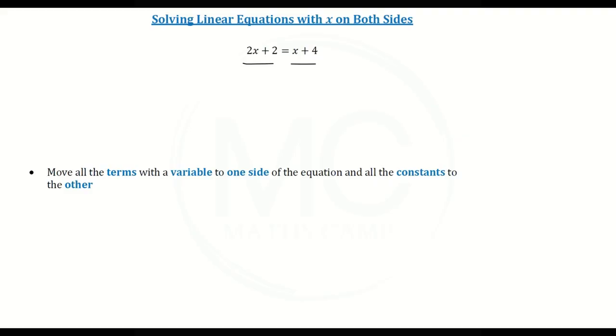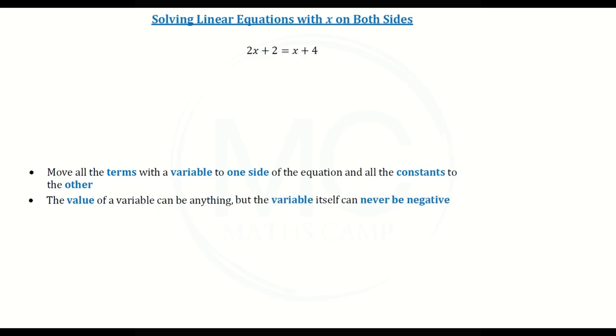Before we can tackle this question, there is something very important that we need to consider. When solving an equation, the value of a variable can be anything, but the variable itself can never be negative. This means you will never get an answer like negative x is equal to 4. Remember that when solving for a variable such as x, we need to get the variable by itself without a coefficient. So if we have negative x, this variable still has a coefficient of -1, and we have not yet completed the question.